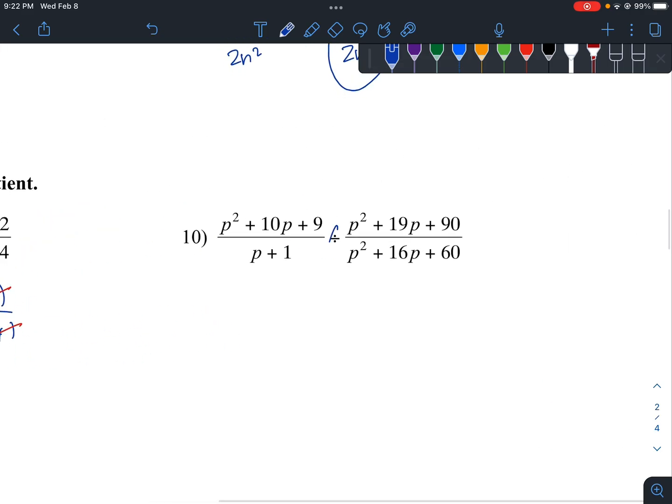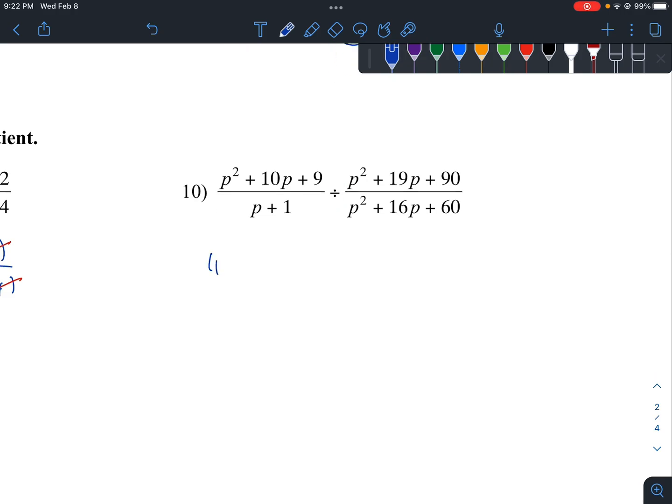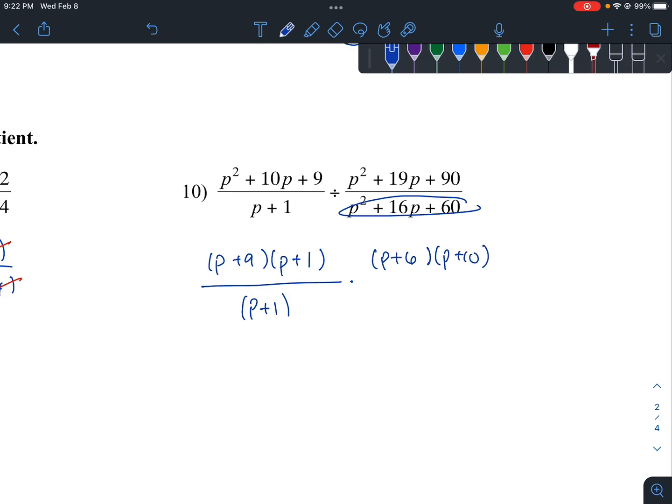Okay, same thing, it's dividing, so I'm going to use a keep, change, flip, but I'm going to factor as I go. So I'm going to turn this into two numbers that multiply to be 9 and add to be 10, so that's 9 and 1. And then I have a p plus 1. I'm going to multiply, and this is going to go on top, so that's going to be two numbers that multiply to be 60 and add to be 16. That one's pretty easy, 6 and 10.